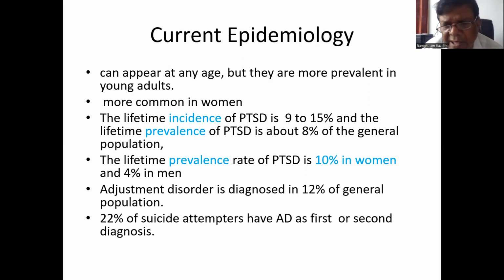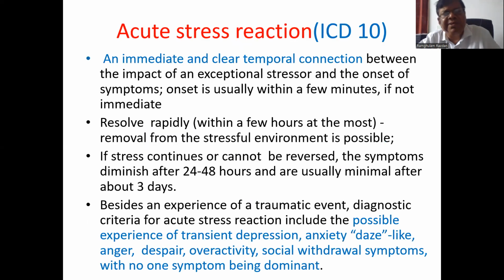AD as the first symptom for the diagnosis. Acute stress disorder has an immediate and clear temporal connection between the impact of the exceptional stressor and the onset of the symptom, usually within a few minutes. It resolves rapidly. Very important that it comes rapidly, goes rapidly, once the stressful situation is removed. If the stress continues, it cannot be reduced. The symptom diminishes after 24 to 40 hours.